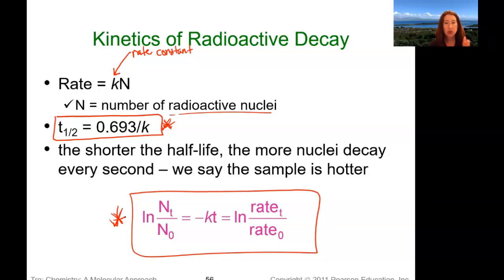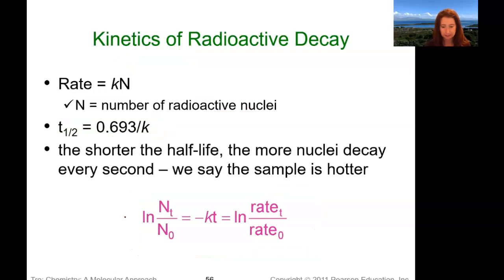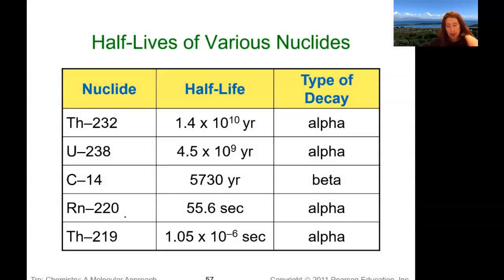So the shorter the half-life means the faster it degrades. A half-life is just the amount of time it takes for something to degrade 50%. So 50% is gone at each half-life. And we're going to look at some of these in just a second. So the faster it degrades, we call it hotter, because the more emissions will occur in a shorter amount of time. So here's just some examples of half-lives and the type of decay that occurs.